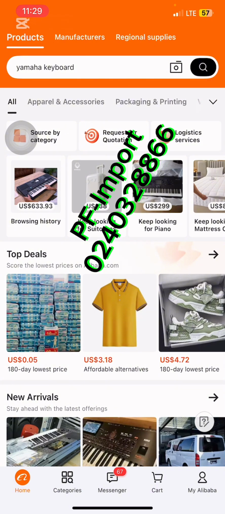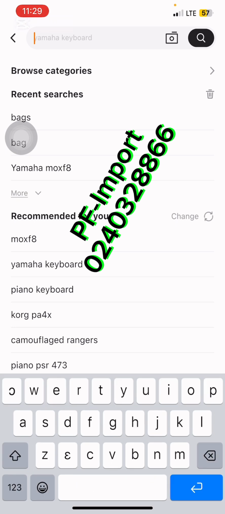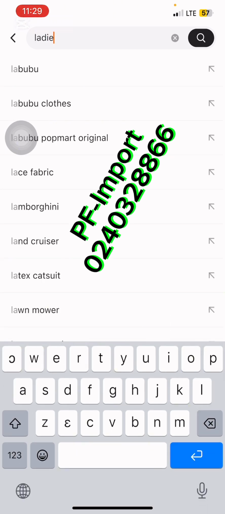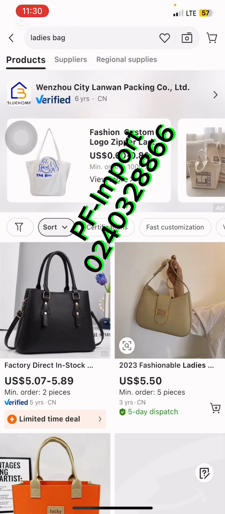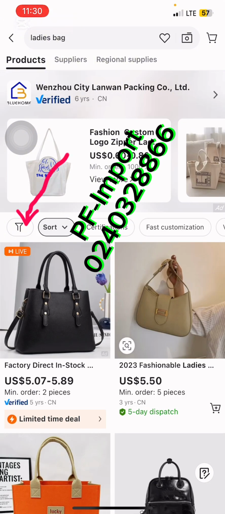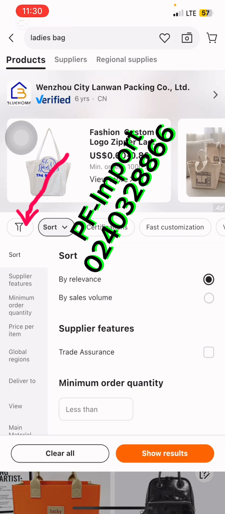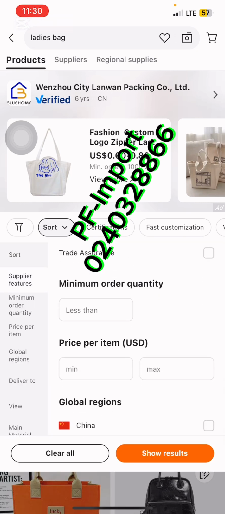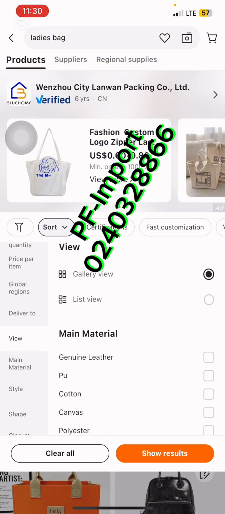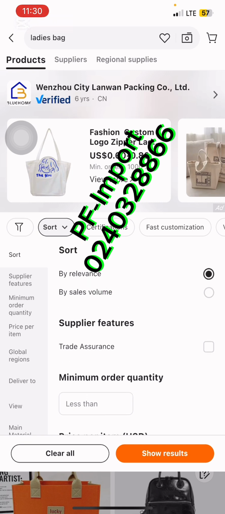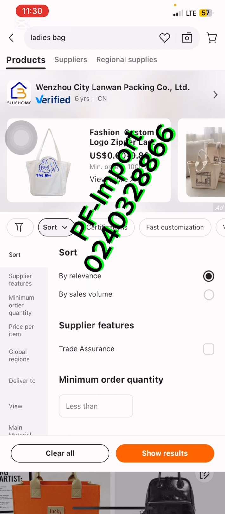The first thing I'm going to talk about is trade assurance. Let's say you are into ladies bags, so you search for ladies bag. Once you enter that, you see this filter symbol here. You can click on it. Once you click on it, you can sort the goods by so many categories, but the first thing that is most important here is trade assurance.